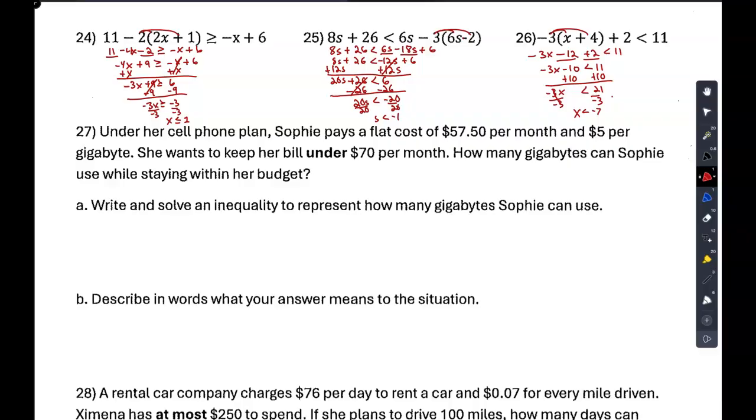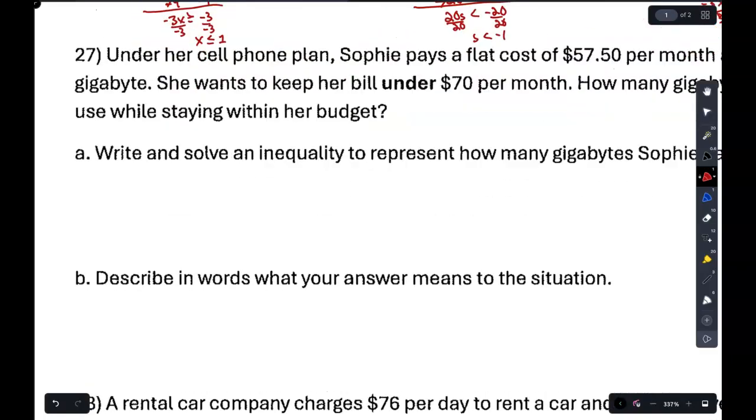All right, so in this first word problem, it says under her cell phone plan, Sophie pays a flat cost of $57.50 per month and $5 per gigabyte. She wants to keep a bill under $70 per month. How many gigabytes can Sophie use while staying within the budget? So we're going to have the $57.50.